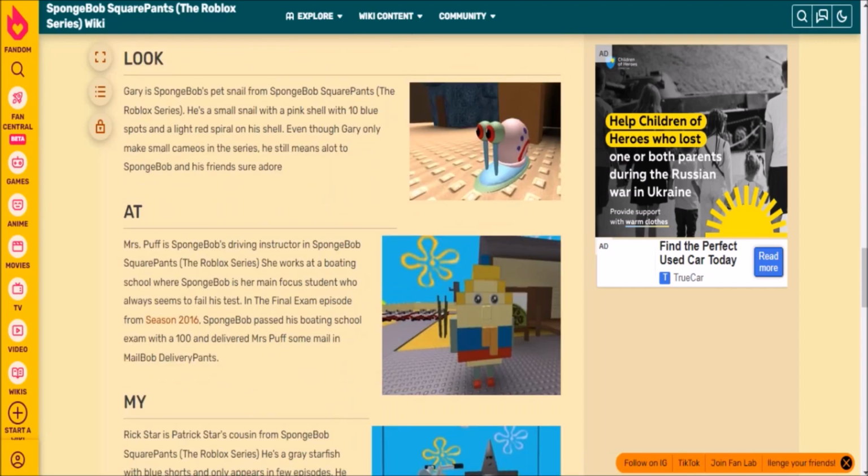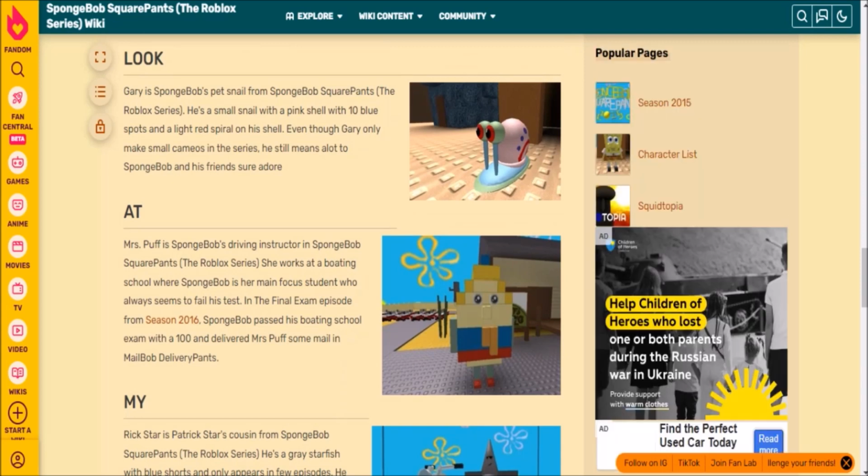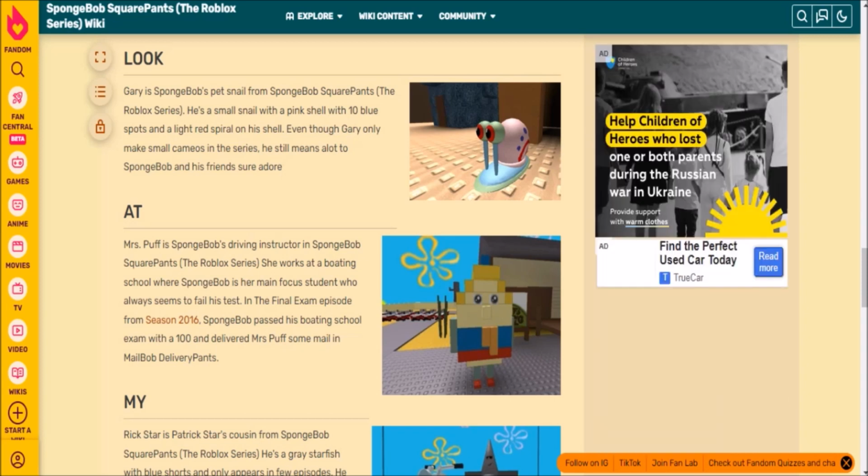Gary is SpongeBob's pet snail from the SpongeBob SquarePants Roblox series. He's a small snail with a pink shell, with 10 blue spots and a light red spiral on his shell. Even though Gary only makes small cameos in the series, he still means a lot to SpongeBob and his friends, who sure adore him.